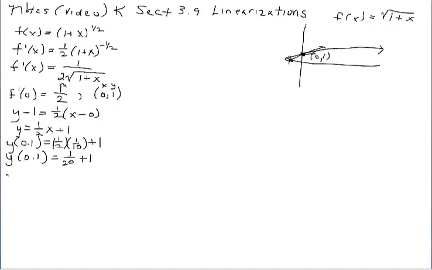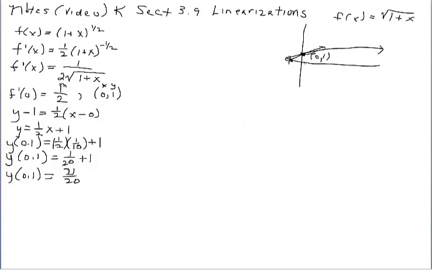Okay? Or if I wanted to clean that up a little bit, get a common denominator, I'm using the tangent line to approximate what the y value is on the function here. It looks like that's going to be 21/20. Now, of course, I can actually find the actual functional value by plugging in 0.1 here, adding it to 1, and finding the square root. And that would be relatively close to this value right here, 21/20.